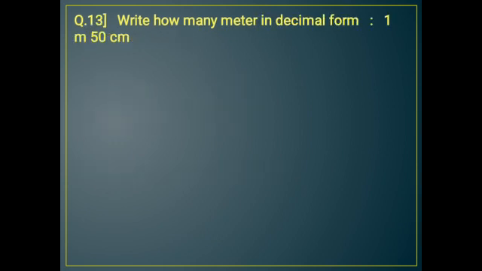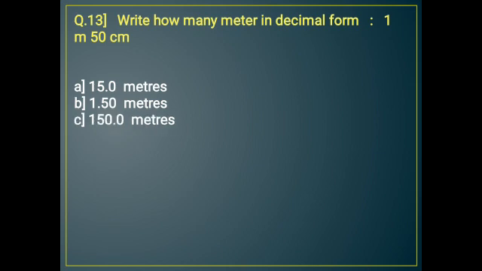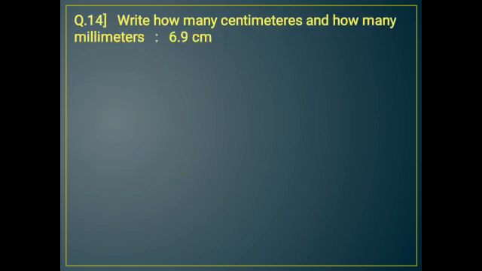Next, write how many meter in decimal form? 1 meter and 50 centimeter. So here we have to put the decimal point. So we are going to put 1 and put decimal point and then 50. So options are 15.0 meters, 1.50 meters, and option C 150.0 meters. So here we are going to put 1, then decimal point, then 50. So we get the answer as 1.50 meters, that is option B.